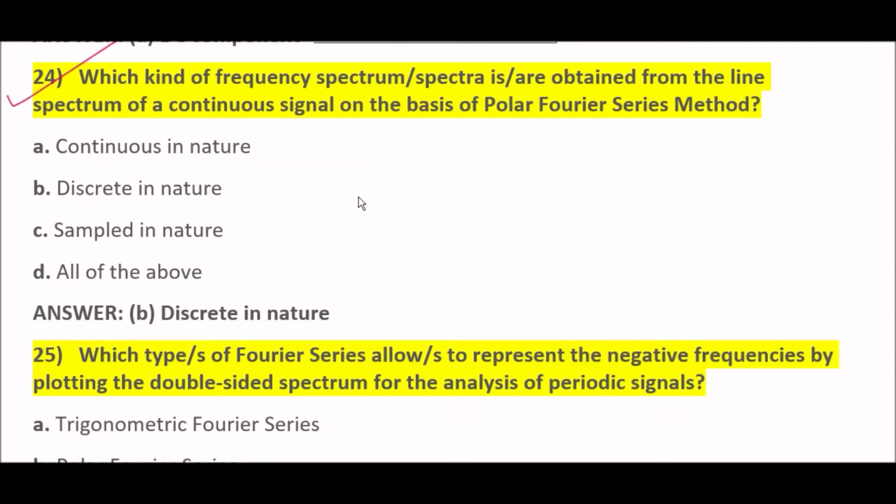Which kind of frequency spectra is obtained from the line spectrum of a continuous signal on the basis of the polar Fourier series method? The correct answer here is option B, discrete in nature. A discrete frequency spectrum is obtained from the line spectrum of a continuous signal on the basis of the polar Fourier series method.